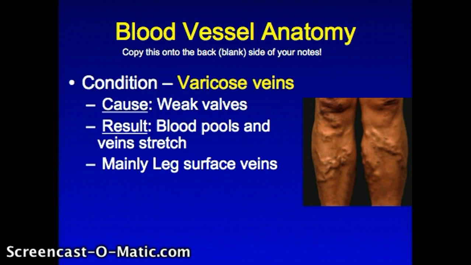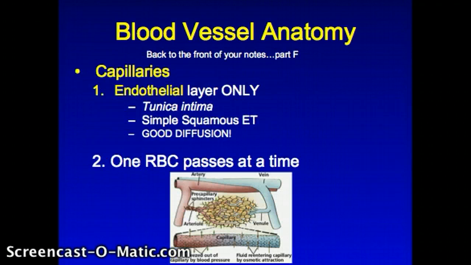You can have treatment for this. A lot of the time it doesn't cause problems, but it can. It can cause some pain and some circulation issues if it's not maintained very well.